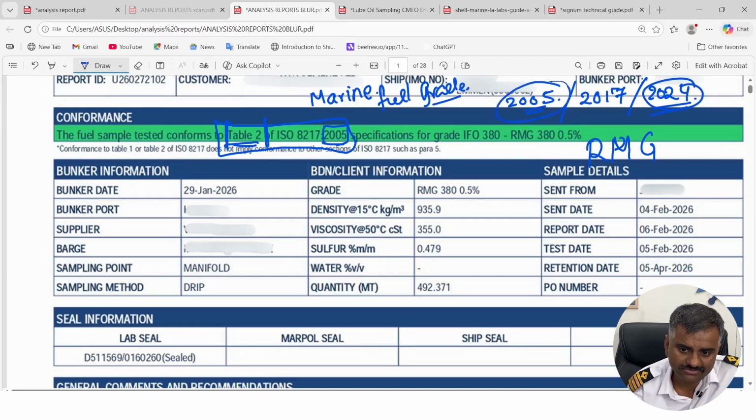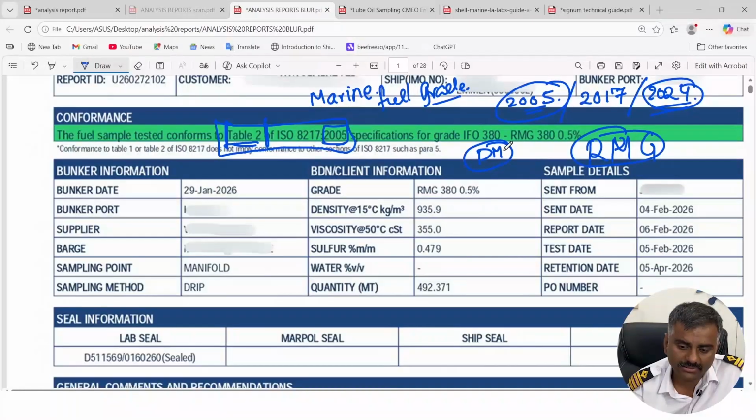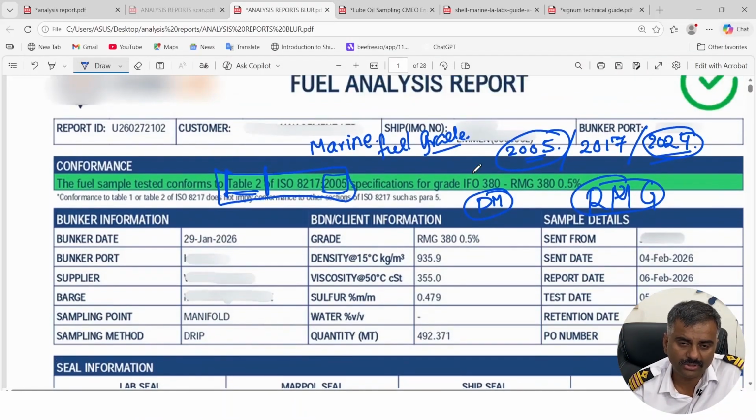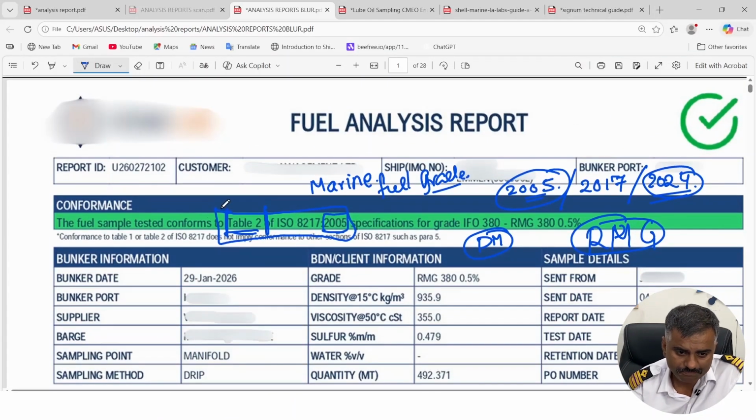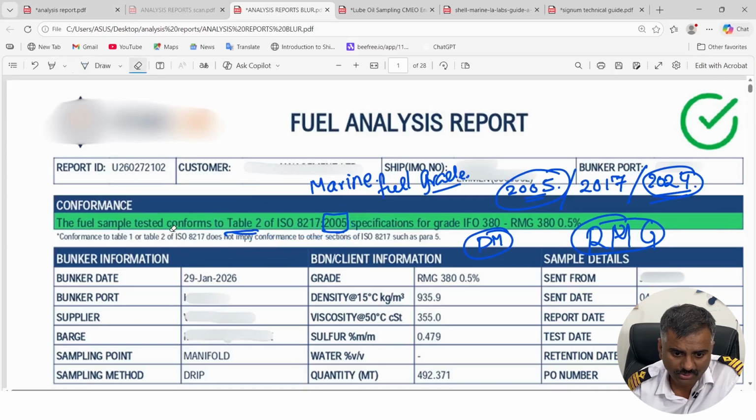In the 2005 version you have got two tables. One table is for the DM grade, distillate marine grade, and the other table, table 2, is for the RM grade, residual marine. Residual marine means your heavy oil, VLSFO, ULSFO, etc. Distillate marine is your diesel oil, LSMGO. Petrol, gasoline, etc., come under the distillate oils. So this is the first line of your fuel oil analysis report.